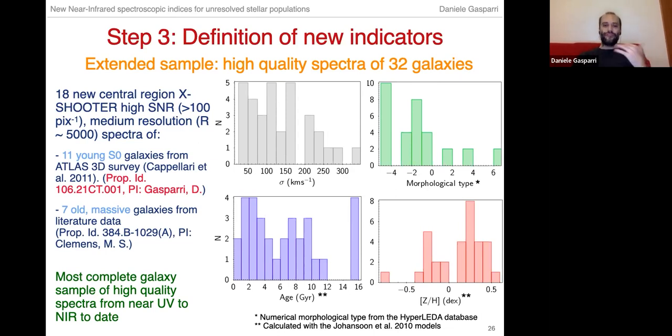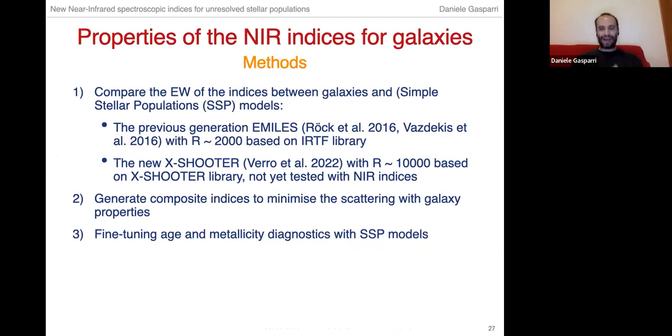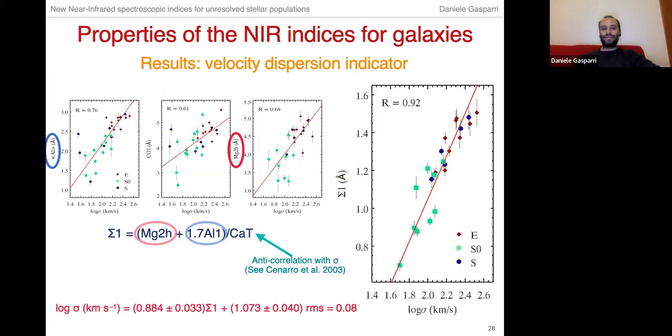We need to find if there are new indices suitable to determine age, metallicity, alpha enhancement in the near infrared. How do we do that? The basic idea is to also use the simple stellar population models. With the aid of simple stellar population models, we generate combined indices that can maximize the correlations with age and metallicity. Then, if we are lucky, spoiler alert, we are not lucky, we will use the simple stellar population model to fine-tune this new age and metallicity diagnostic.